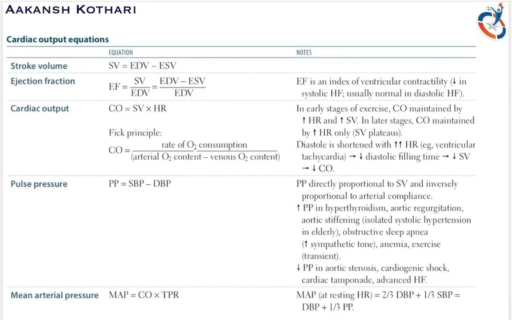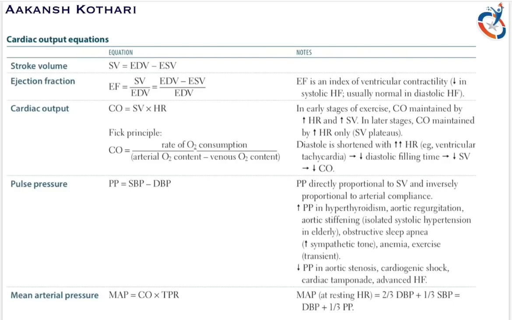Is it clear? Now let us talk about cardiac output itself. The cardiac output is the multiplication of systolic volume or stroke volume into the heart rate. That means it is the amount of blood ejected by the left ventricle in 1 minute. Since we know that heart rate is measured per minute, it is the amount of blood which is ejected by the left ventricle per minute. This is approximately 5 liters. And it is the multiplication of stroke volume into the heart rate.